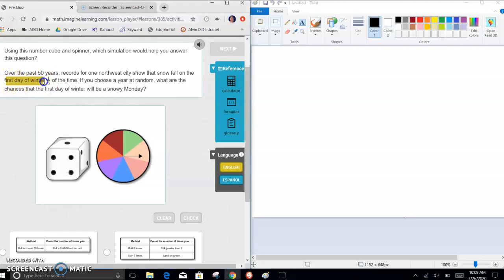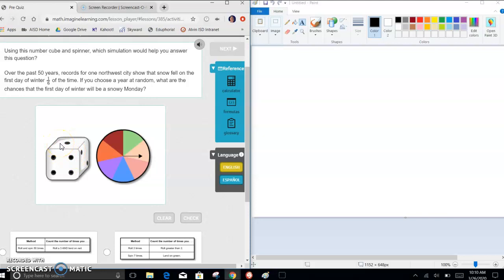They said the first day of winter, 1/6 of the time, there will be snow. So 1/6 of the time means it's going to be referring to the number cube because there are 6 spaces in my sample space on a number cube. And since it's talking about days, I need to know the number of days in a week, which would then represent my spinner here. 1, 2, 3, 4, 5, 6, 7. So 50 is a number that I also need to take into consideration because it's going to happen out of these 50 years. So how many days out of the week are Monday? 1 out of 7.